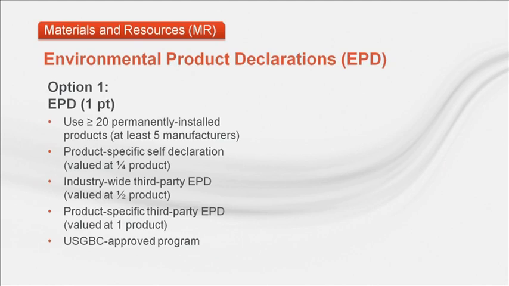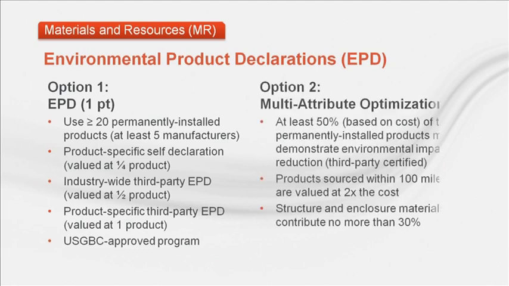As shown on this slide, different types of declarations are weighted differently. For example, a product that carries an industry-wide EPD can be counted as only half a product toward the total requirement of 20. You can see that third-party declarations are worth more than self-declarations. To earn the second point under this credit, at least 50% of the products based on cost need to meet criteria demonstrating their environmental impact reduction in at least 3 environmental categories.